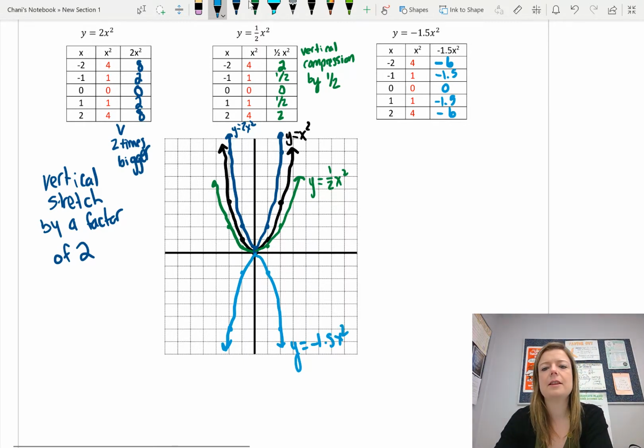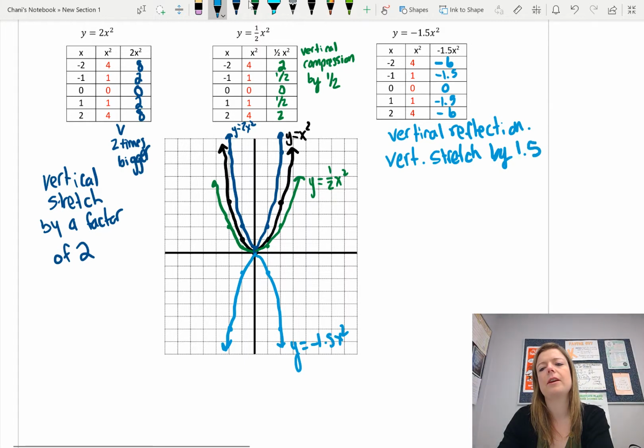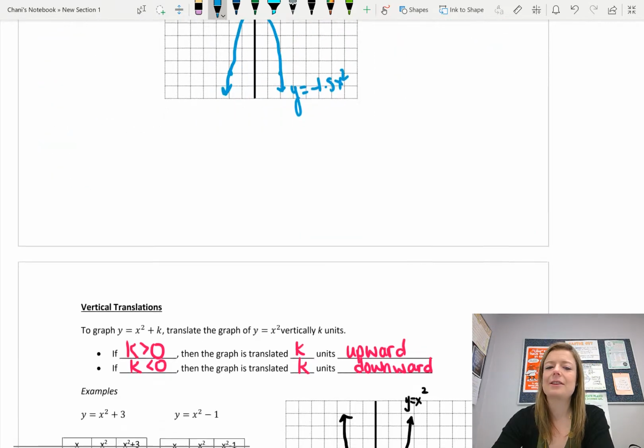Okay, so we can say that this is a vertical reflection, or you can say a reflection on the x-axis, and a vertical stretch by 1.5. All right, so that is how A affects the graph.